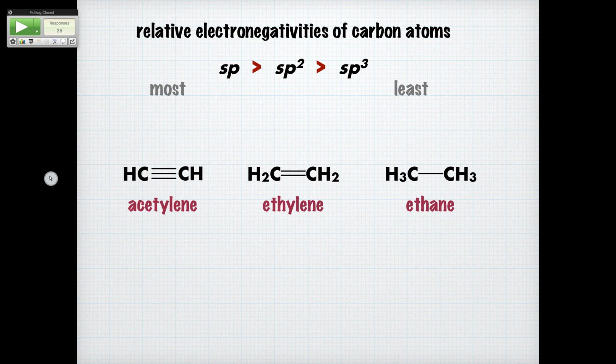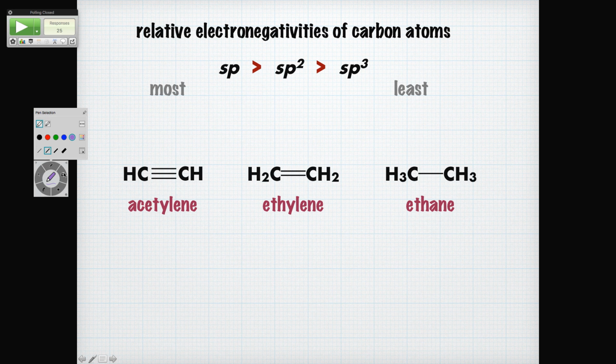All right, so here's acetylene. And this carbon right here is the one that's sp hybridized. Okay. So what's the difference between an sp, an sp2, and an sp3 hybridized orbital? The amount of s and p character changes, right? Remember we talked about that last week?